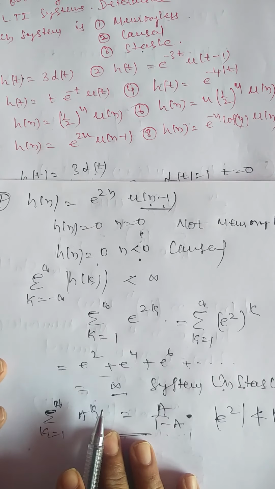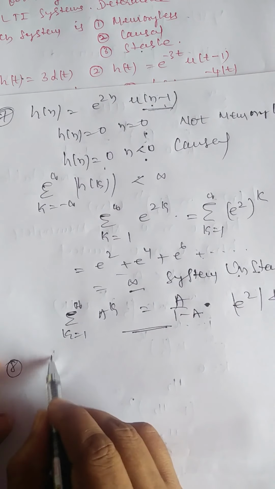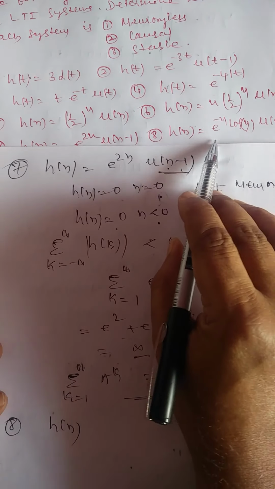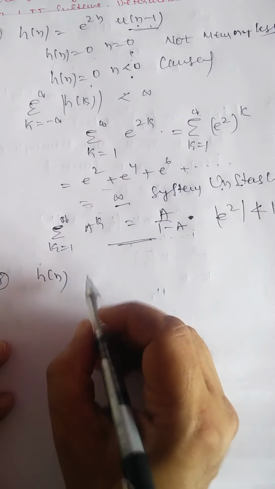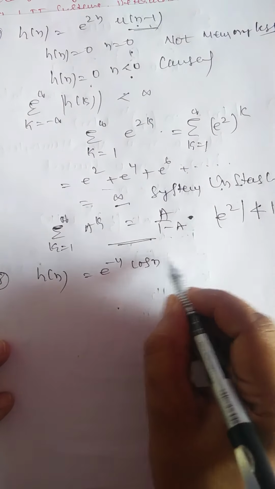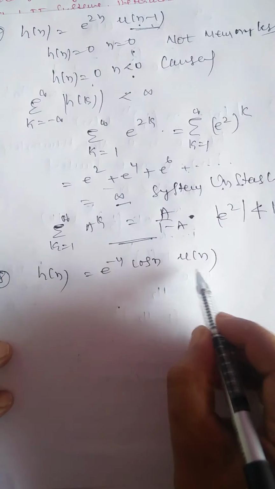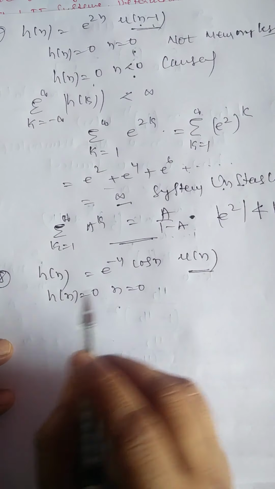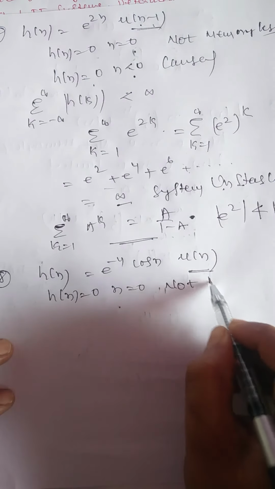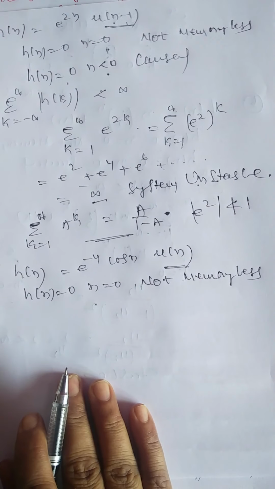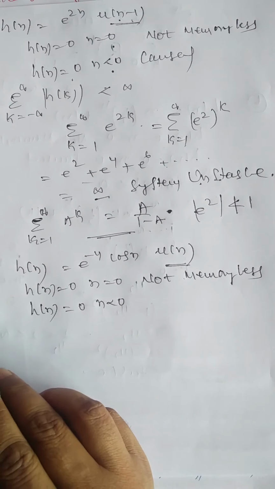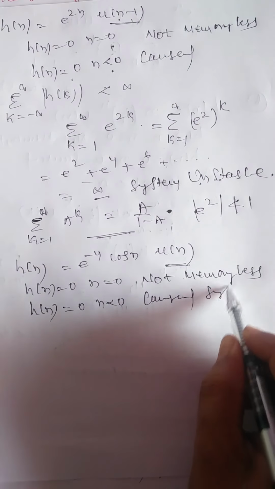Next, let us take the last problem, that is h of n is equal to e to the power of minus n into cos n into u of n. Again, this u exists from 0 to infinity. h of n is not equal to 0 at n equal to 0. This condition is not satisfying to say it is memoryless. Hence, it is not a memoryless system. And since this satisfies the causality condition, h of n is equal to 0 when n is less than 0, this signal does not exist on the left hand side. Hence, it is a causal system.